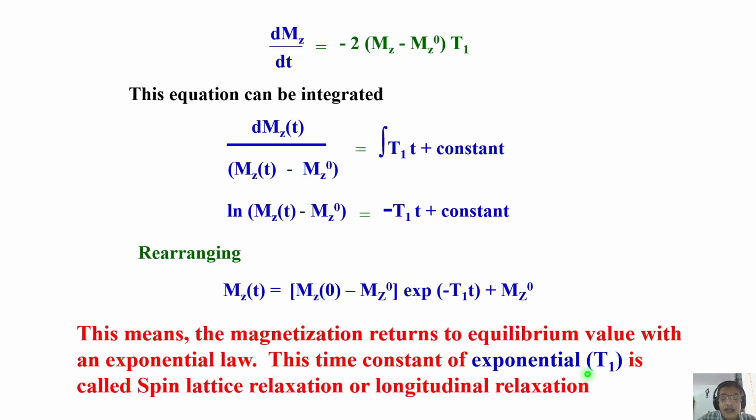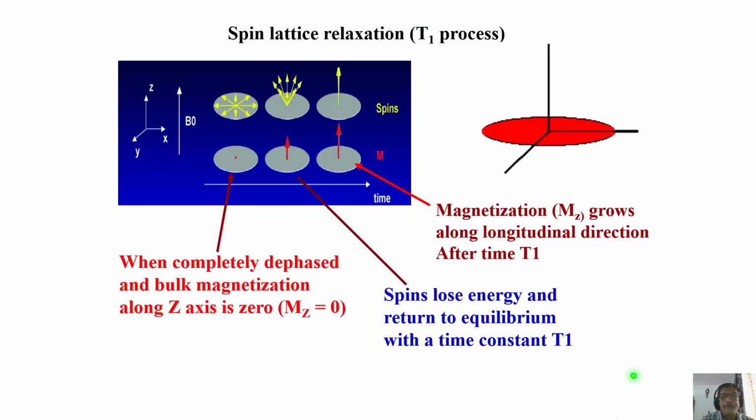It is also called longitudinal relaxation. This is the time constant for the magnetization to come back along the z axis. Okay, so this is how it goes. Look at this diagrammatically. See, that's a simple basic mathematics.